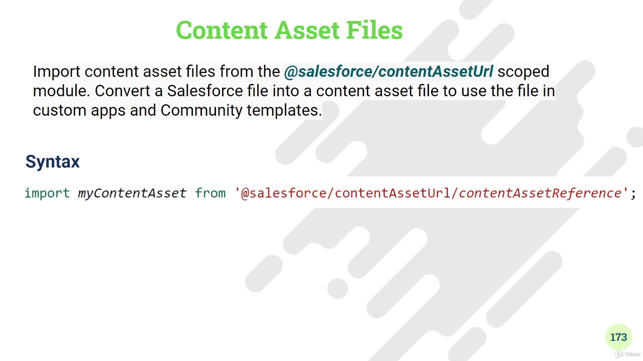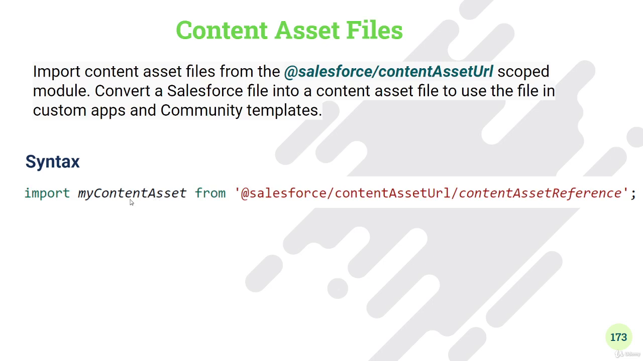The approach is similar here. You have to upload your file into the asset library, and once it's available you need to use the API name as the content asset reference, and you can give any alias to that reference and use that alias in your LWC.